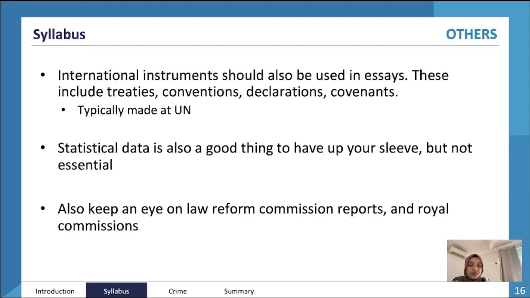So Law Reform Commission reports, which will normally highlight where the law reform is coming from, what it means, etc., and royal commissions into issues that are affecting the community in Australia. So you could have royal commissions into a wide range of things, but normally it's issues that impact the community. So for example, I believe we had one with the banks and their lending practices.